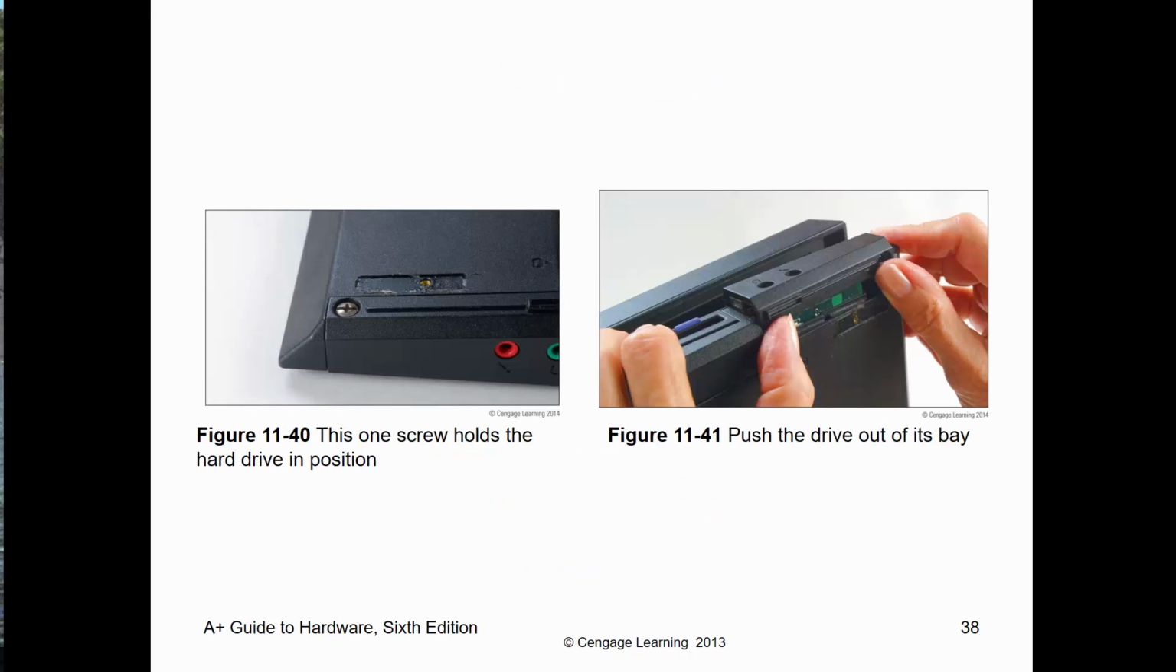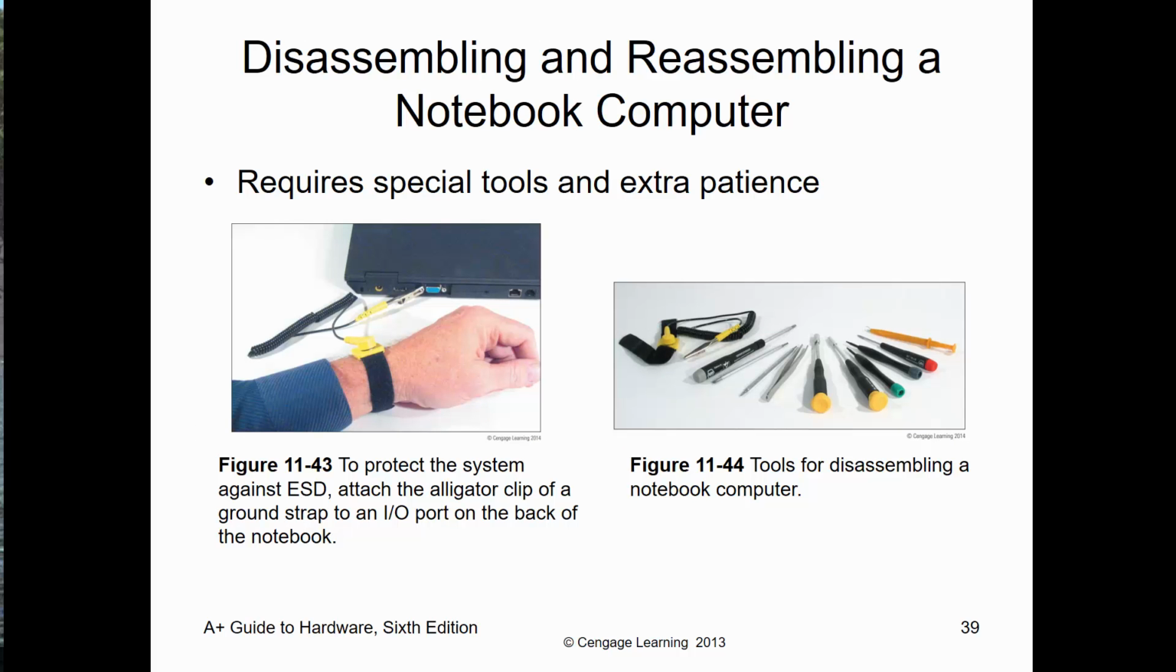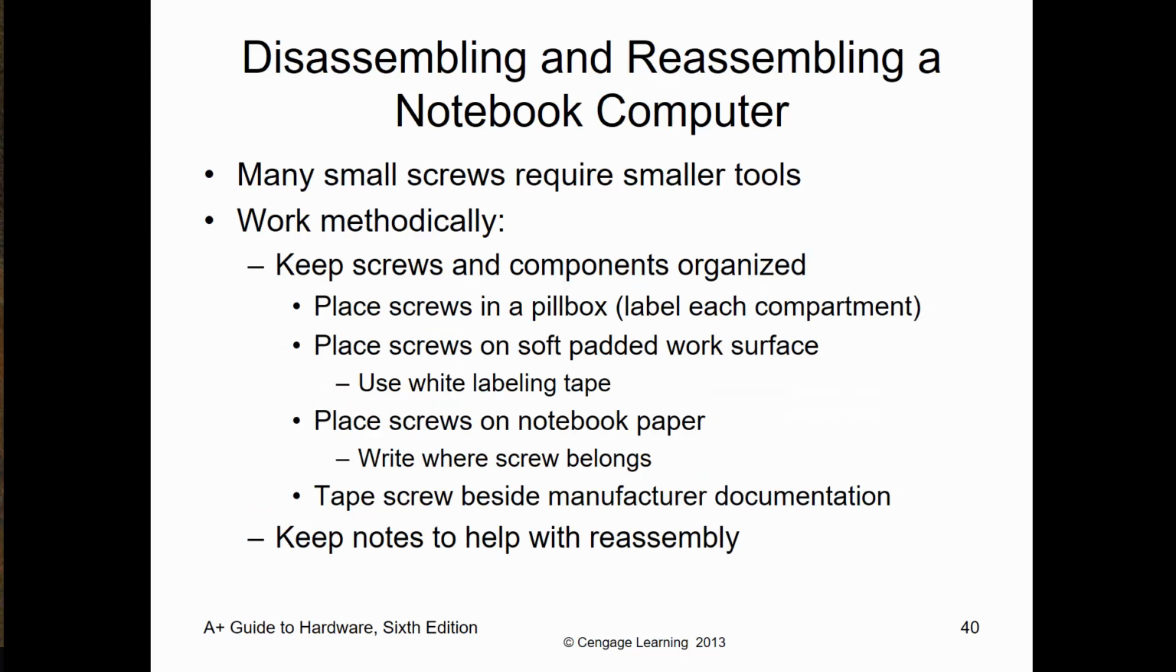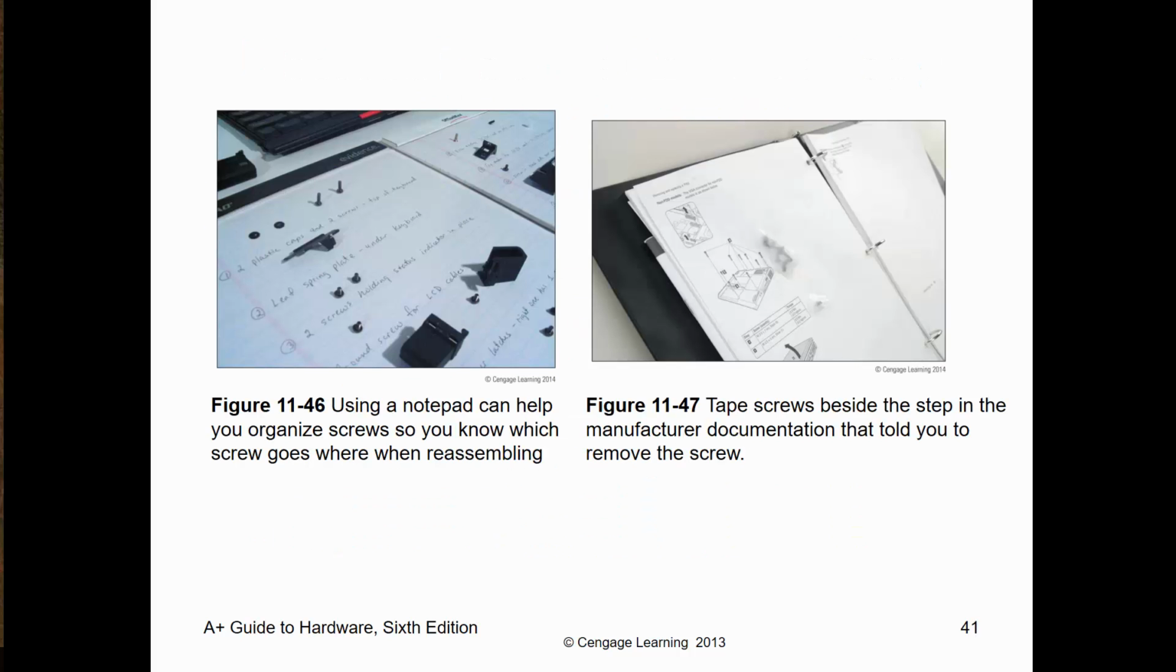Here we have one screw that holds a hard drive in, and we remove that one screw and the hard drive pops out. Maybe it's not that simple with newer ones, or maybe it's simpler. We have to ground ourselves. We have to make sure we have the appropriate tools. Many small screws require smaller tools. So we want to take a step-by-step process, maybe actually document it as we go with diagrams.